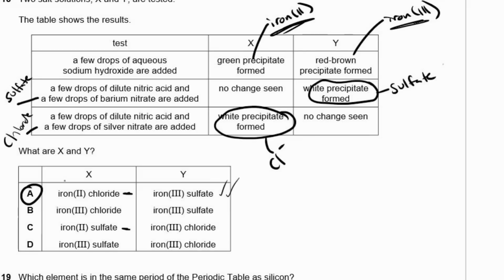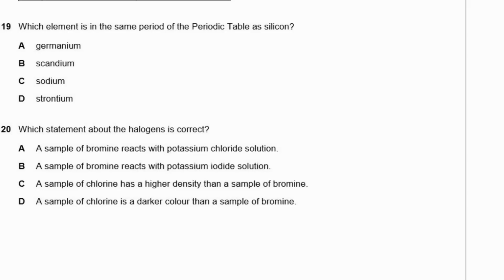So the answer is A. Question 19. Which element is in the same period? Okay, so a period, remember the groups go down and the periods go across. Which element is in the same period of the periodic table as silicon?